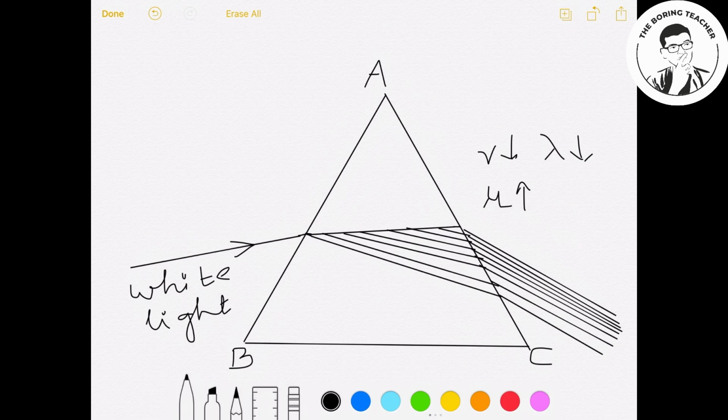In case of visible light, the violet colored light is deviated the most and the red colored light is deviated the least. When a white light is entering a prism, what happens? It gets divided into 7 different colors, the 7 constituent colors.